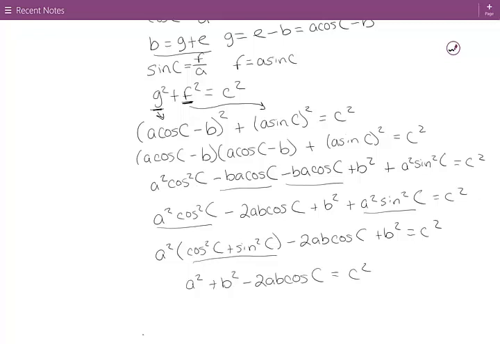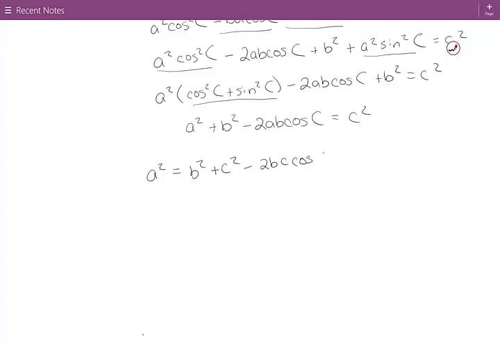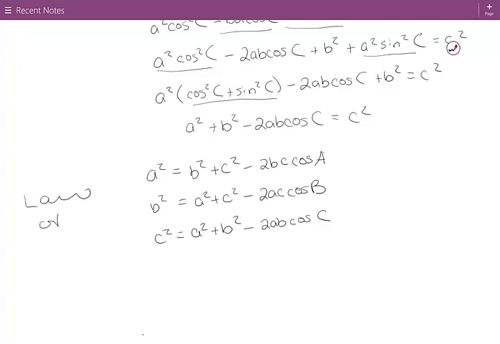Alright, well, we have one of our laws of cosines. Formally writing out all of this, doing the same derivation except for a squared instead of c squared, we would get a squared is equal to b squared plus c squared minus 2bc cosine of A. B squared is equal to a squared plus c squared minus 2ac cosine of B. And the one that we just found, c squared, is equal to a squared plus b squared minus 2ab cosine of C. So this is our law of cosines.